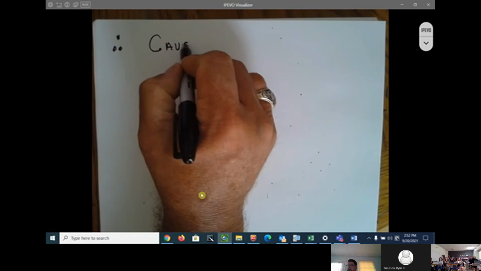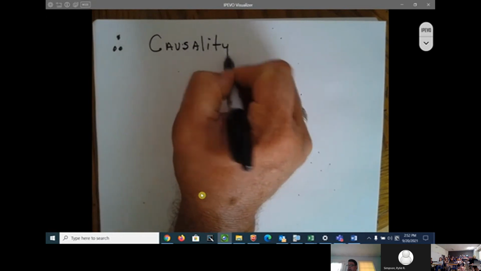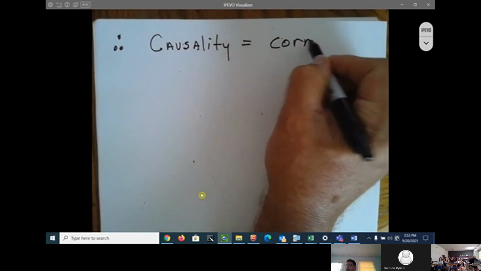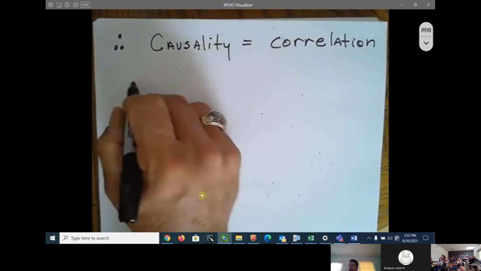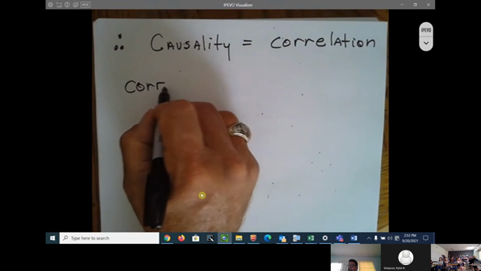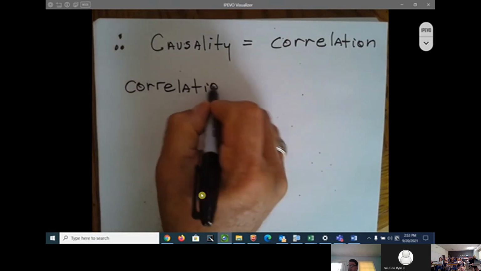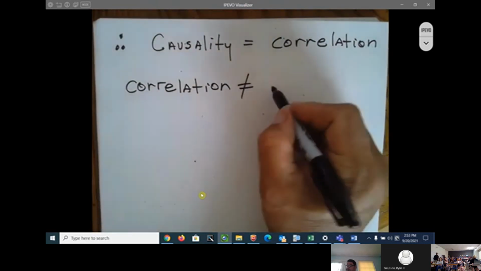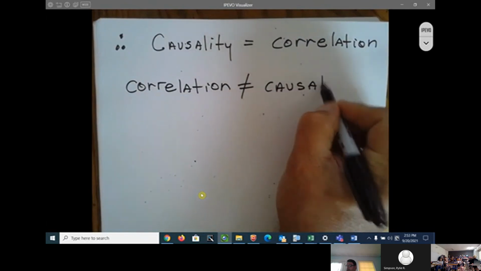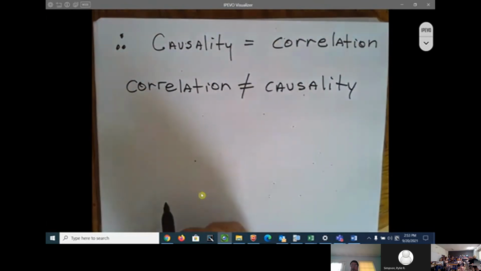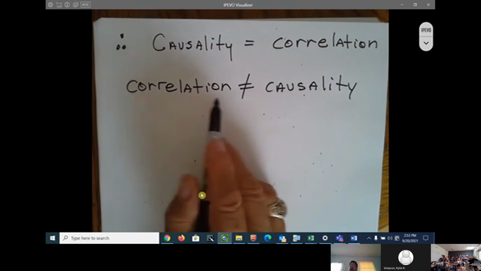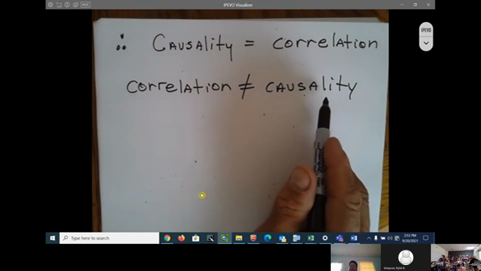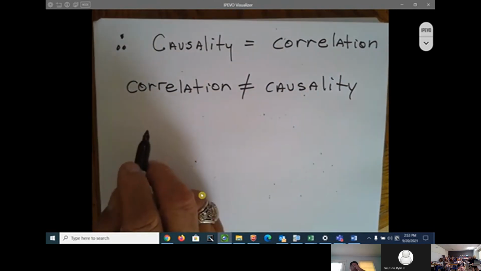causality equals correlation. But does correlation equal causality? No, it doesn't. So you need to write that down, because that's a test question. Causality means correlation, but correlation does not necessarily mean causality.